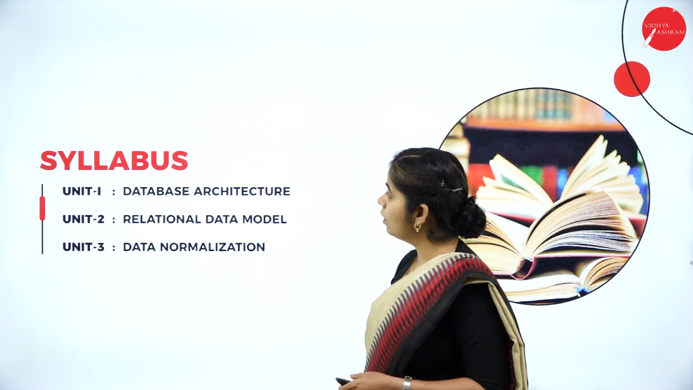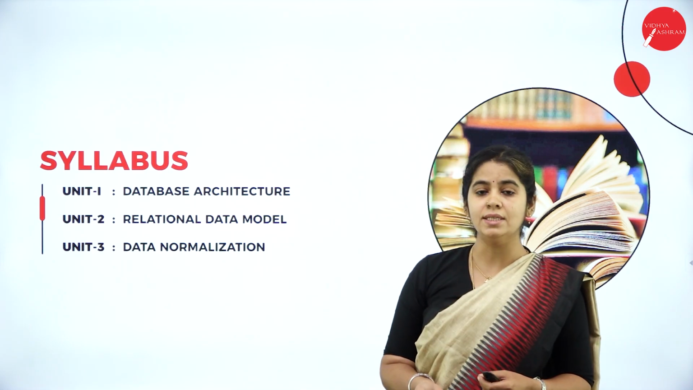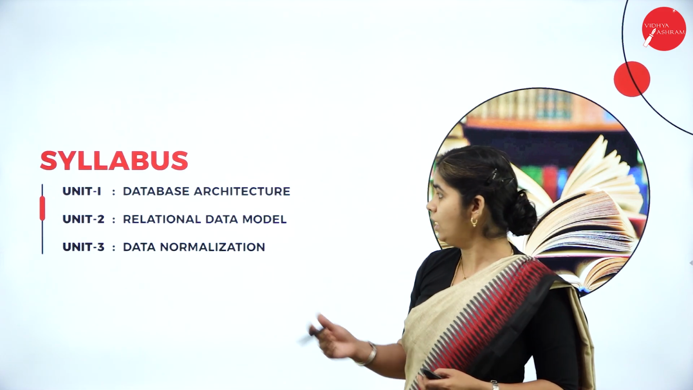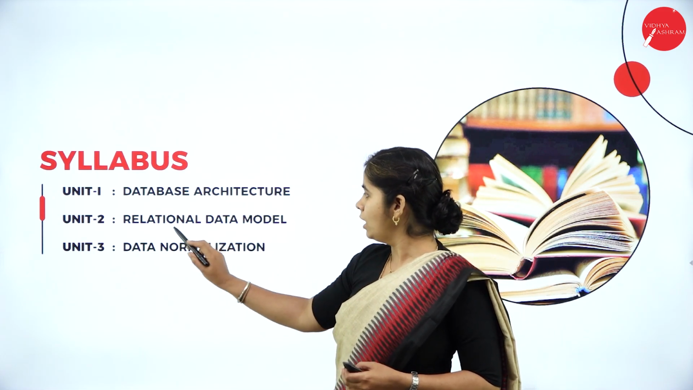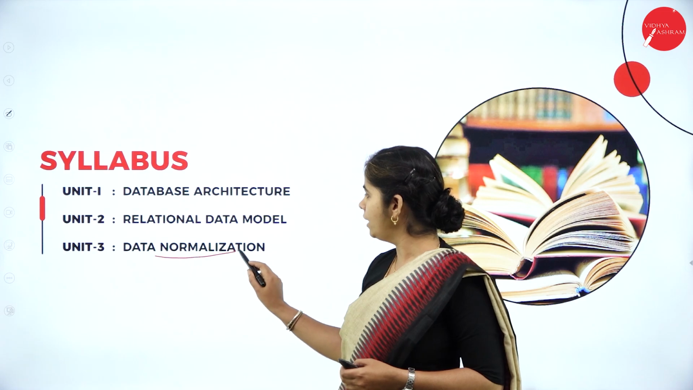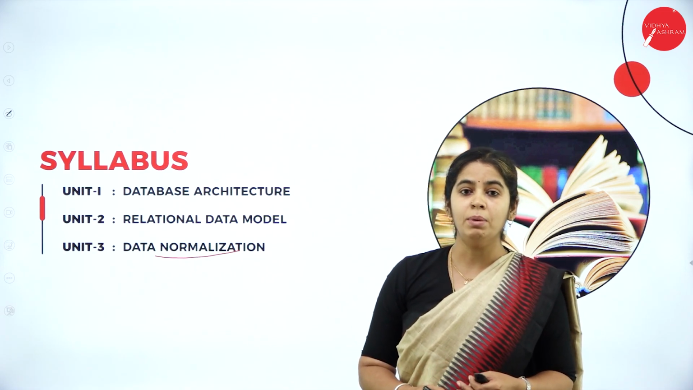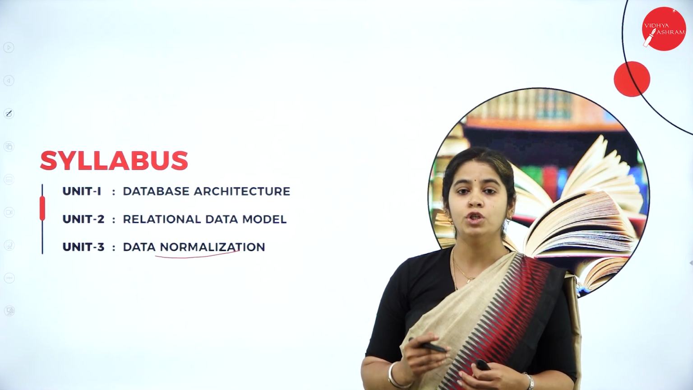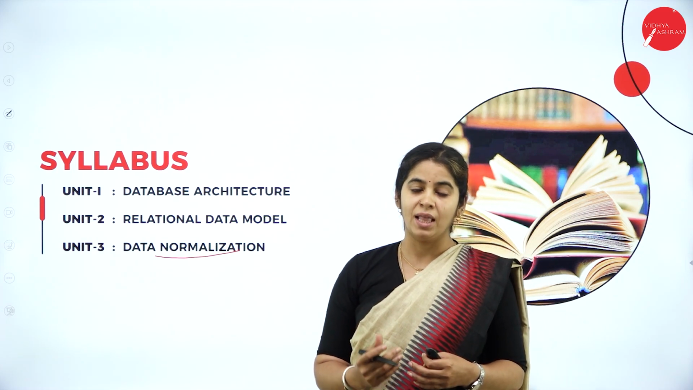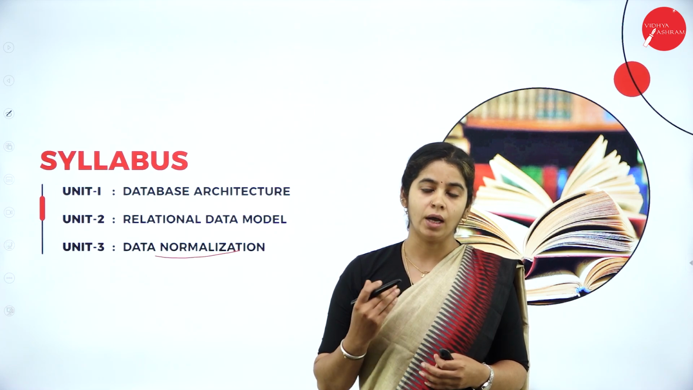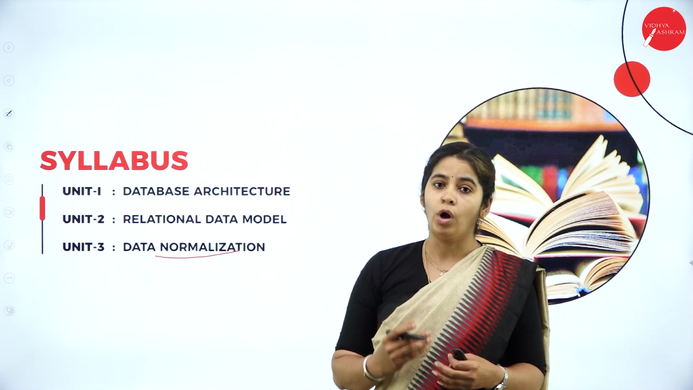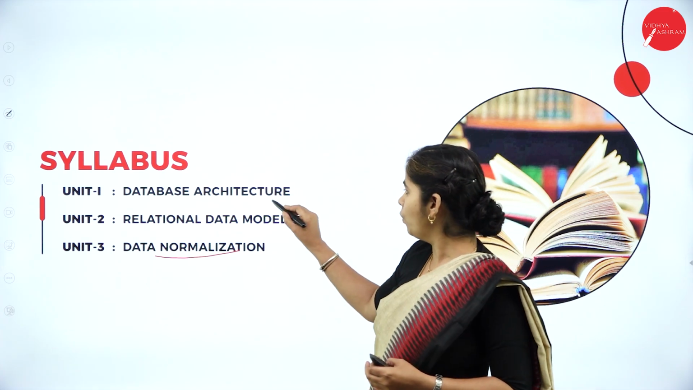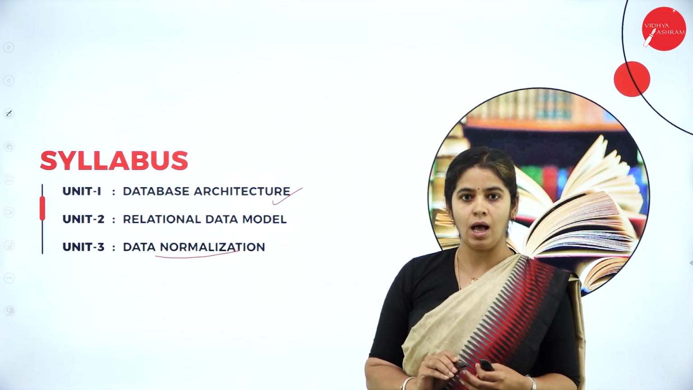So next, moving on, what we have is the syllabus. In the syllabus, you will be having only 3 units. The 3 units will be covering database architecture, relational data model and data normalization. Database architecture means when we are arranging data in a proper way, we should follow some architecture. What are the types of architecture we have in the database, what all the components or objects we have in the architecture, that we are going to study in database architecture.